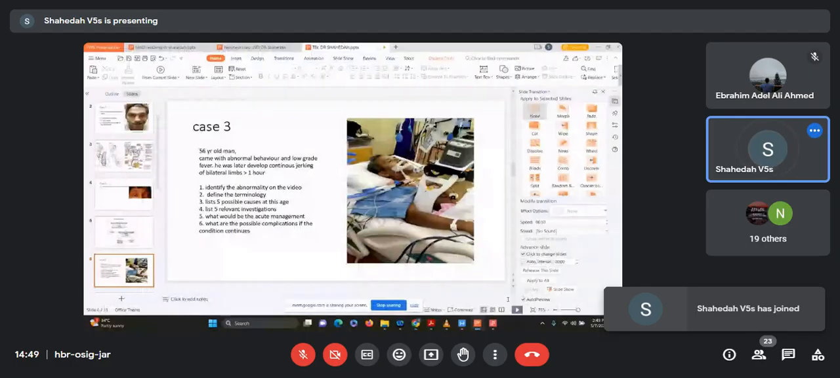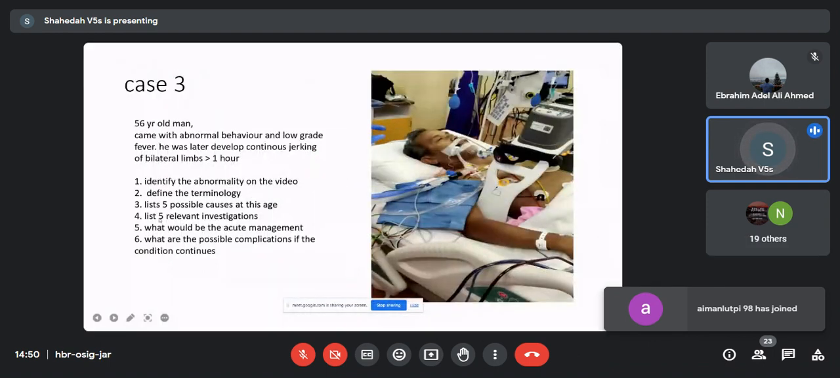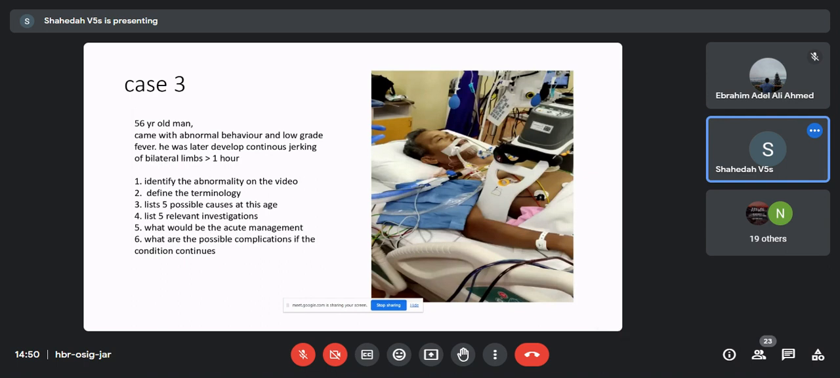Okay. So, what are the 5 relevant investigations? First we can do a blood sugar test, to look for whether the patient is hypoglycemic, which might cause this. Correct. More? And then serum electrolytes to look for any electrolyte imbalance. Correct. More? We can also do ESR and CRP.